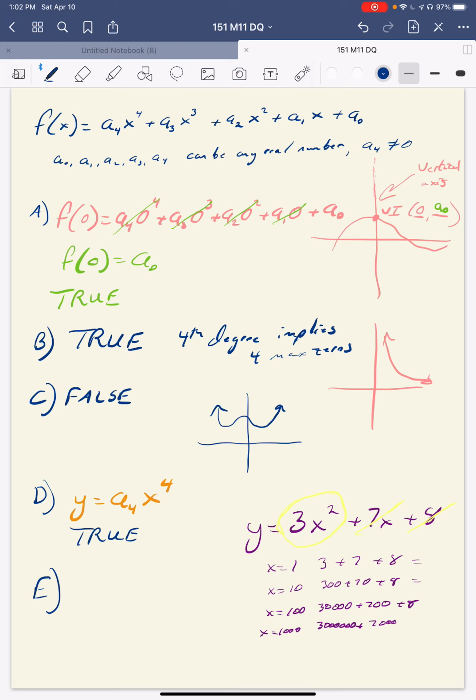Okay, and now E says that f of x always passes through the origin, and that statement is false, because if we look back at A, we could see that the vertical intercept is always a sub 0. So the only time that f of x will pass through the origin would be if a sub 0 is 0. So it's definitely false that it will always pass through the origin, because it will only always pass through the point 0, a sub 0.